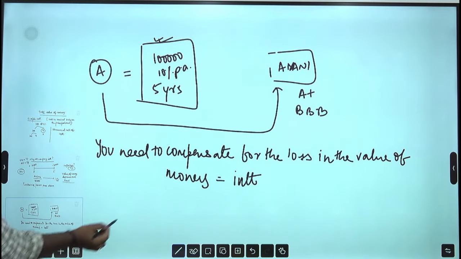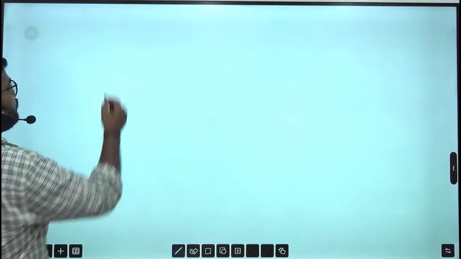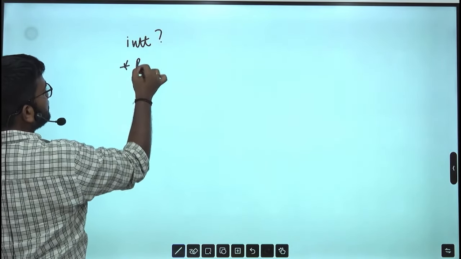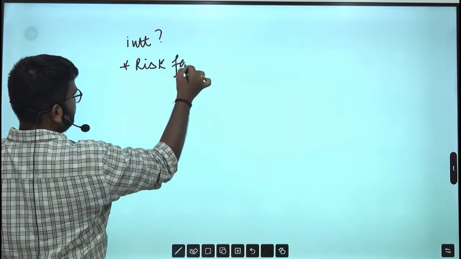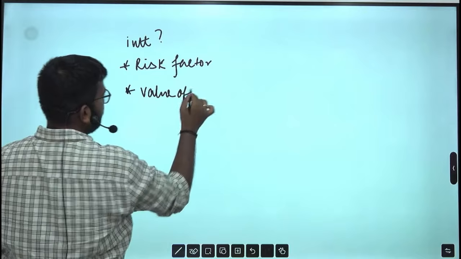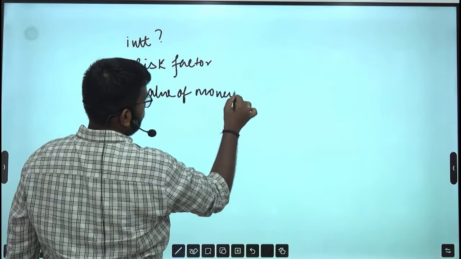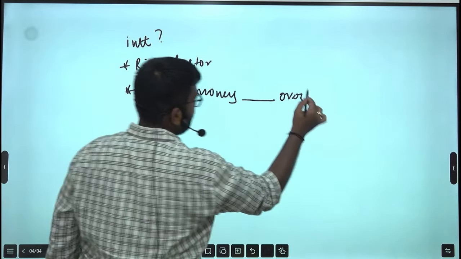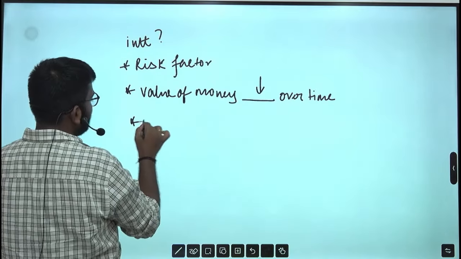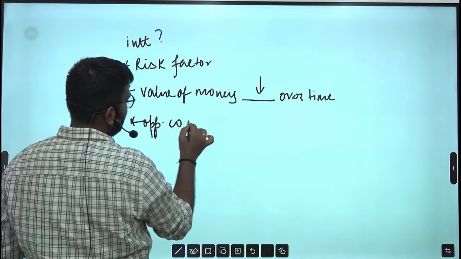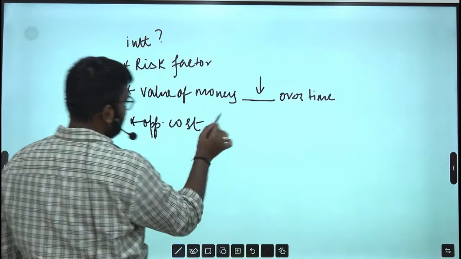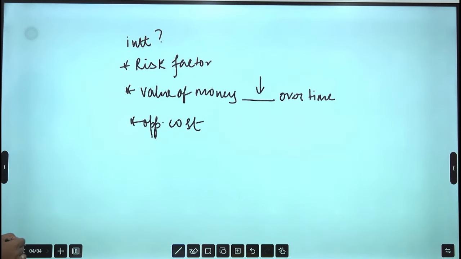So, if we sum up, why do we pay interest? Number one is risk factor. Value of money over time. There is opportunity cost, right? Yeah, that's the same thing. There is opportunity cost. Okay.